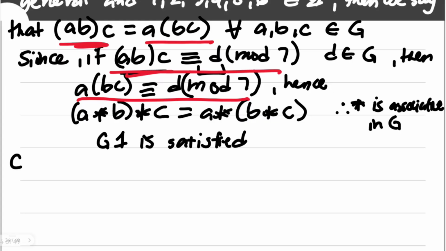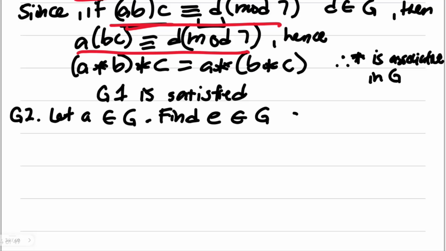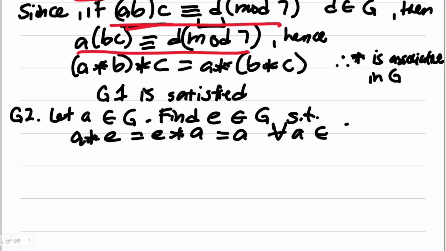So since G1 is satisfied, let's proceed to G2. G2 talks about the existence of an identity element. Let A be an element of G, any of those elements: 1, 2, 3, 4, 5, 6. We need to find E, which is still in G, such that A star E is equal to E star A, which will return the value of A itself, for all A an element of G.